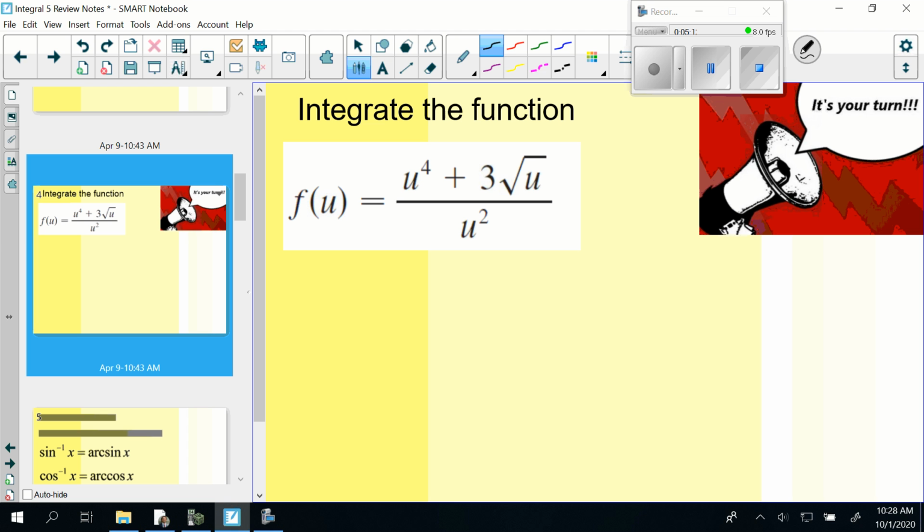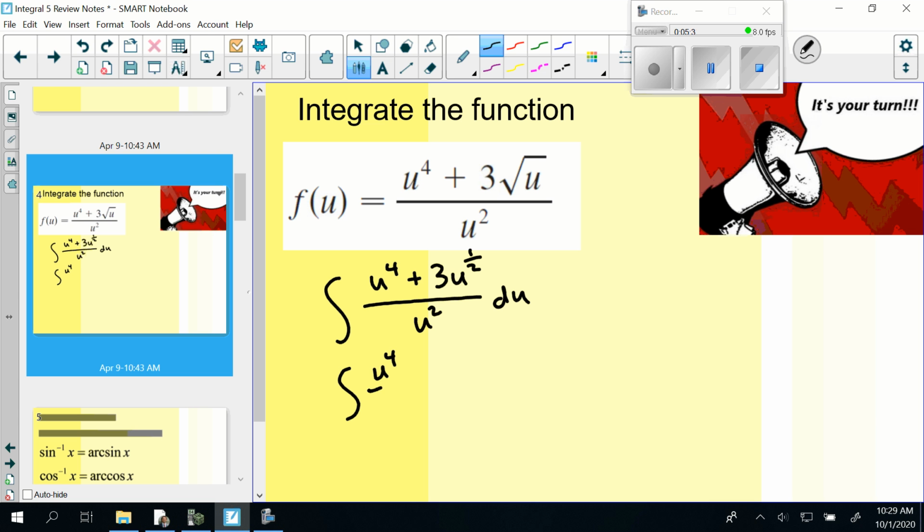All right, let's have you try one similar here. Pause the video, see if you can figure this one out. All right, let's see what you got. So we want to integrate this one. I'm going to write this as u to the 1/2. Hopefully you did too. And then what we want to do is separate these and simplify in order to find our antiderivative here.